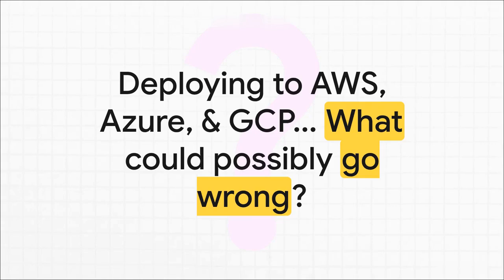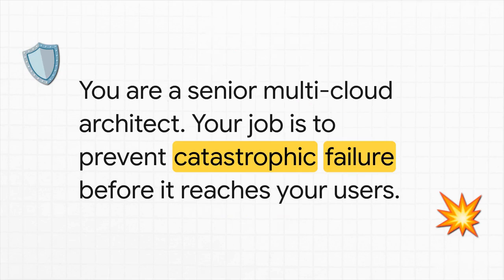Okay, I want you to really picture this for a second. You're about to push a brand new version of your application, not just to one cloud, but to AWS, Azure, and GCP all at the same time. Now that question on the screen, what could possibly go wrong? Well, that's the stuff of nightmares for architects, right? A tiny little misconfiguration on one platform, a super subtle performance issue on another, the potential for a total disaster is huge.